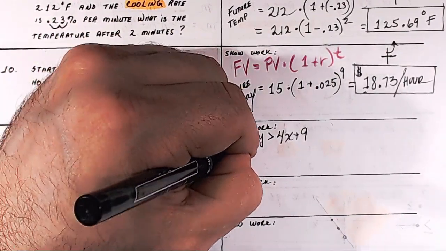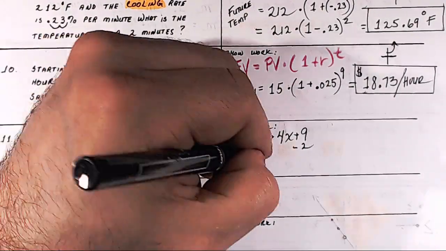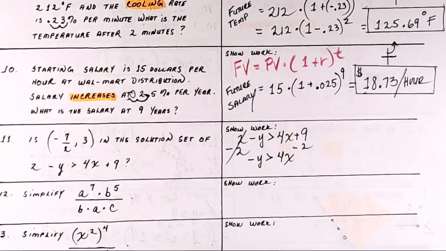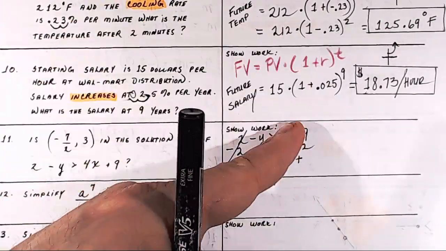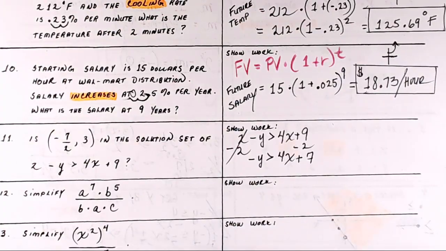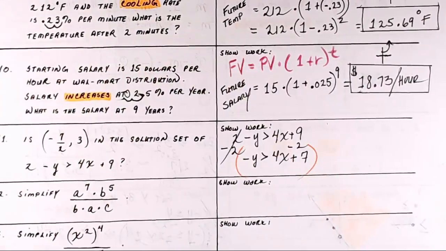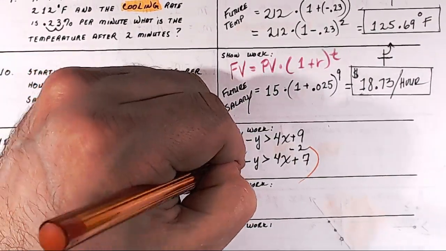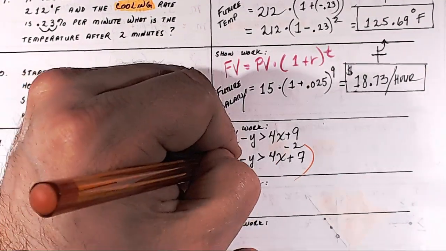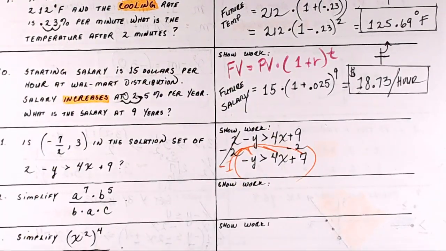Okay, so I'm going to solve for y. My first step is to subtract 2 from both sides. On the left, those cancel, and I've got negative y greater than 4x, and then 9 minus 2, plus 7. 9 minus 2 is 7. Now, I'm going to multiply every term in the inequality by -1. The reason I'm doing that is I want to get rid of that negative sign. So I'm going to distribute that -1 to every term, and in doing so, I'll have to flip that inequality symbol.